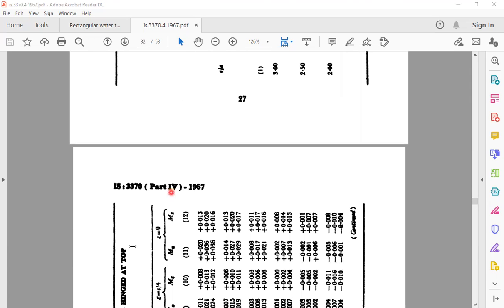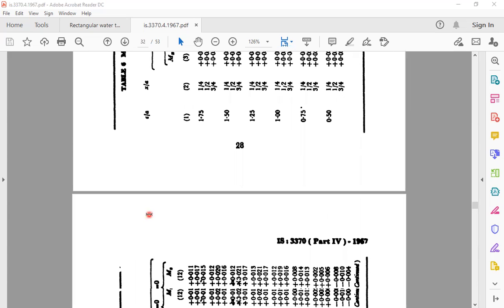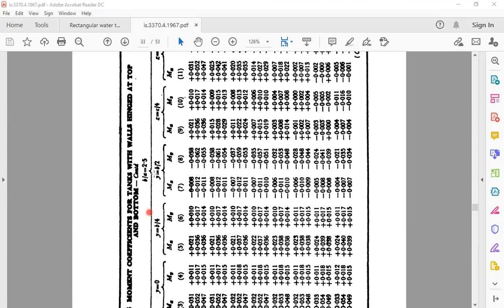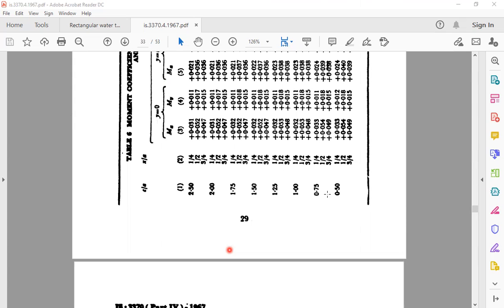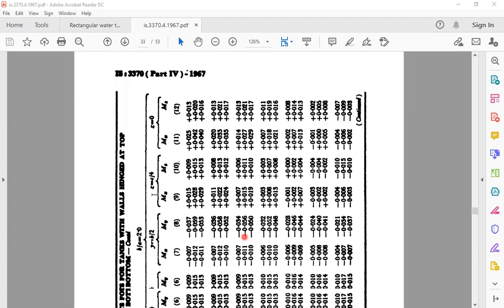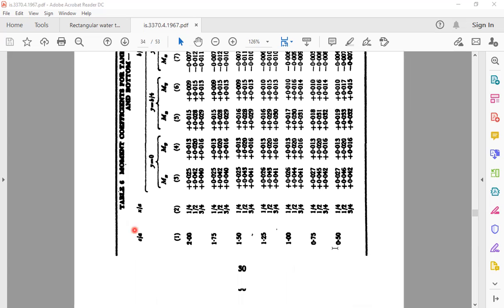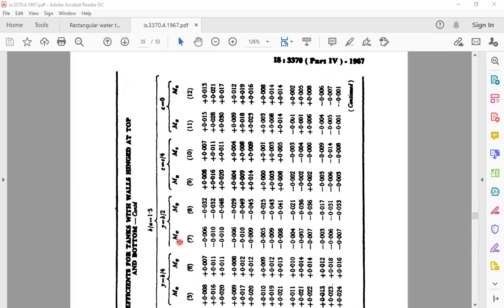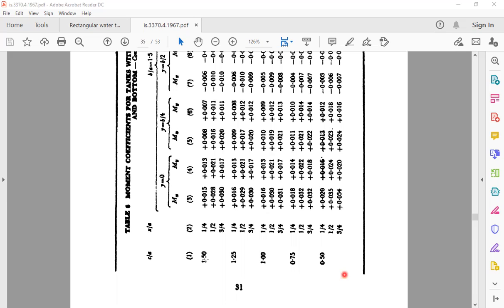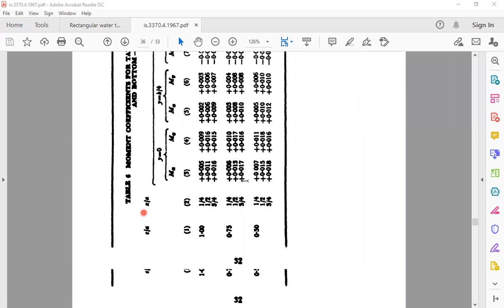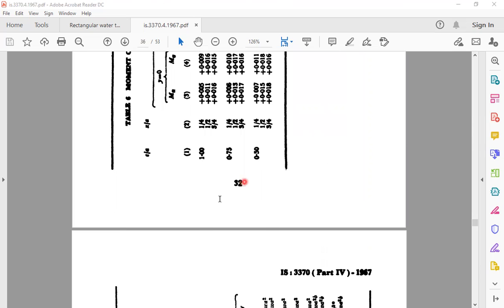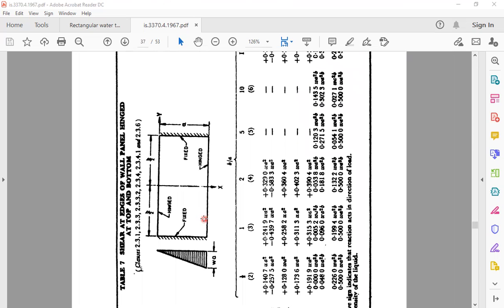Again the same thing here for B by A equal to 3, B by A equal to 2.5, it starts with 2.5 till 0.5. B by A equal to 2, again it starts with 2 to 0.5, right? And B by A equal to 1.5, and B by A equal to 1. So this is the table. Again we have the next condition, as we studied. So tables number 5 and 6 are for the complete wall panel. It is not for the individual panels.